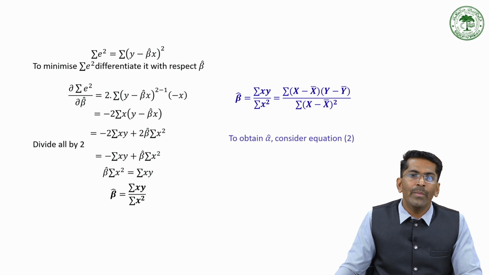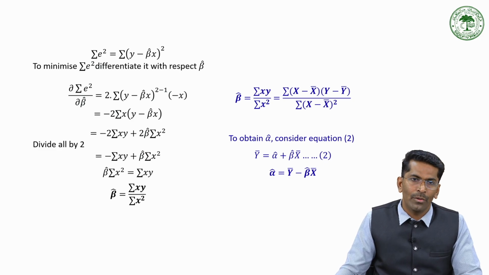Now after finding beta hat, we also want to find the value of alpha hat. For that we are going to consider our second equation. See, what was the second equation? It was y bar equal to alpha hat plus beta hat x bar. This is equation number 2. If you isolate alpha hat, it becomes y bar minus beta hat x bar, taking this to the left side. So this is the value of alpha hat also.